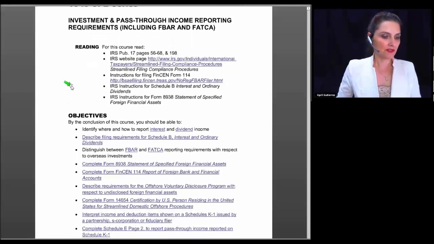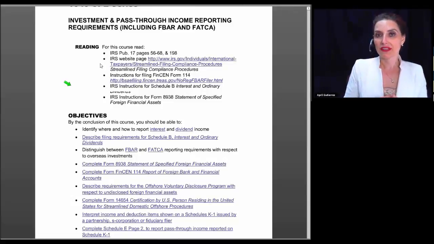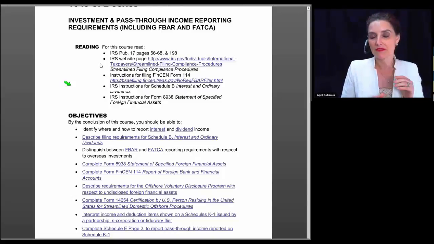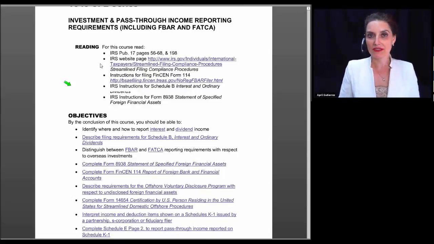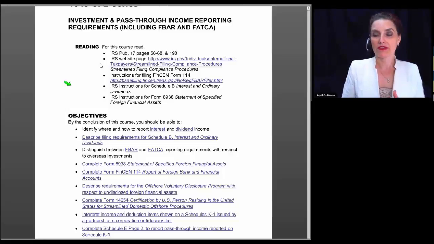Got various different sources that you can click on here to go read more. In particular, pay attention to this IRS website page on streamlined filing compliance procedures. I can tell you right now, because this school is located inside of the United States and most of the clients that I'm dealing with are U.S. residents, and probably is the case for you guys as well who are attending my class, I'm really going to focus on the streamlined compliance procedures that apply to U.S. residents. There are also streamlined compliance procedures for people who are residing outside of the United States, and I will mention those, but I'm not going to go into the specifics of them.